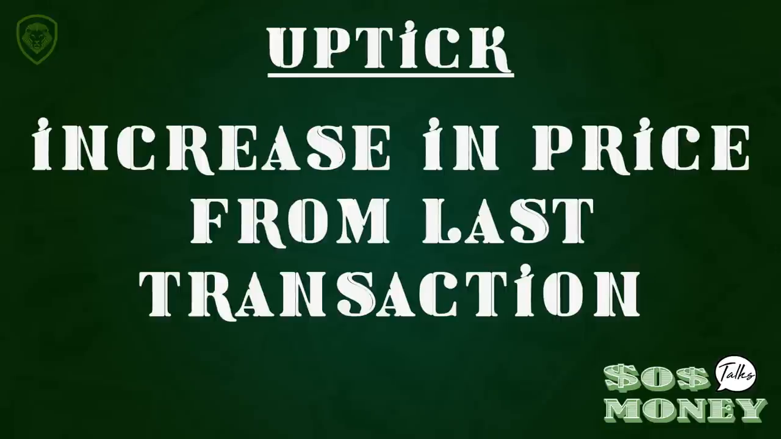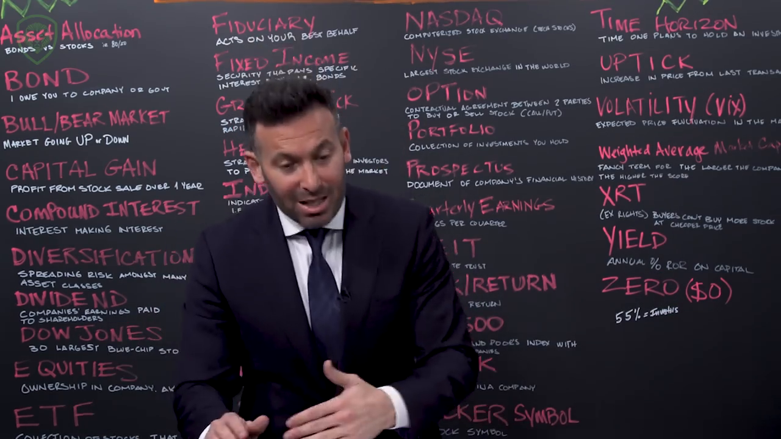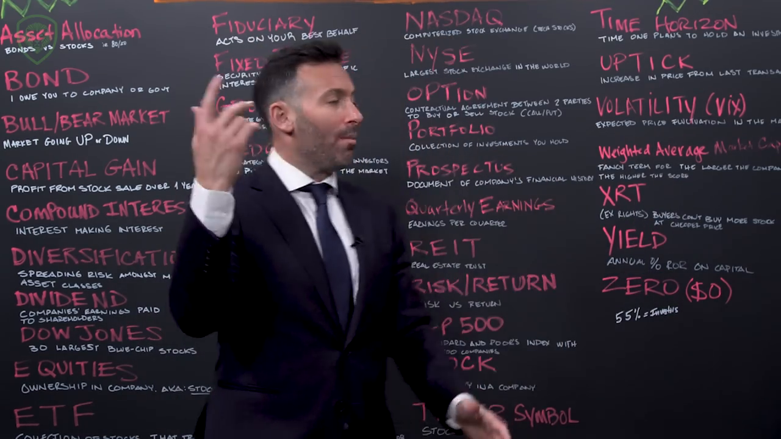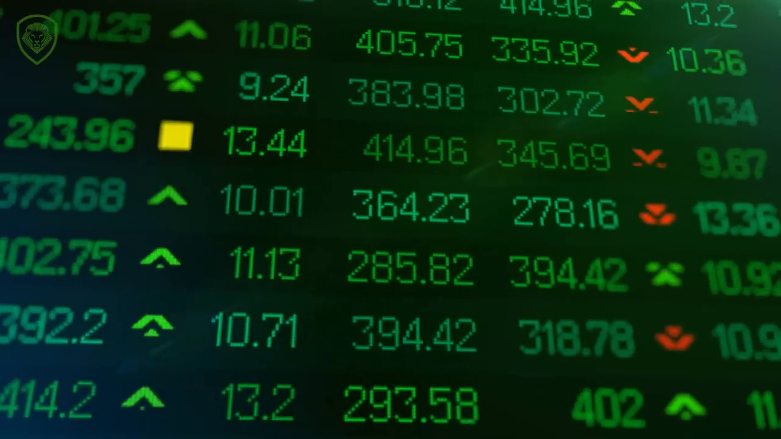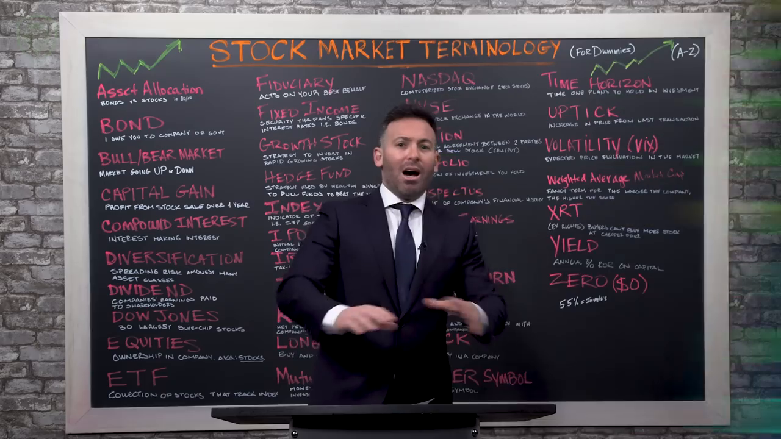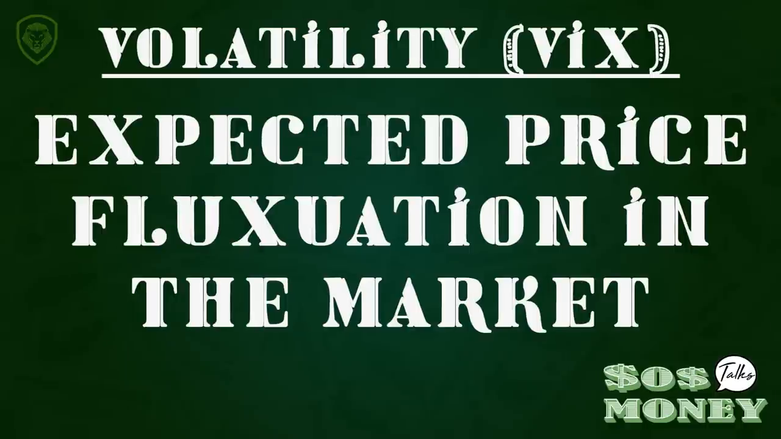Then you got uptick. Uptick is an increase in price from the last transaction. So I got in at 50 and now I'm at 60. It's uptick 10 points. So cool, I'm up 10. That's the uptick. Volatility. This is like, oh, crazy. How crazy is the market today? How much action is going on in the market? This is actually calculated by something known as the VIX. V-I-X, the VIX. This is volatility in the market. This is the expected price fluctuation in the market. That's the VIX. That's volatility.